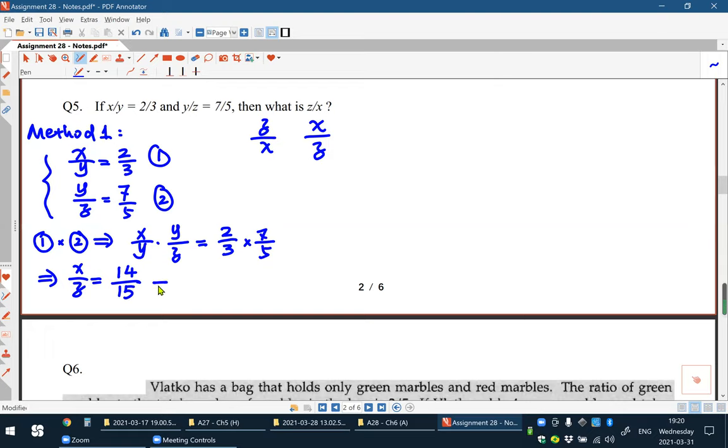So we don't want X over Z, we want Z over X. So of course, Z over X is the reciprocal of this number here, right? Okay, so Z over X is 15 over 14. Okay, any questions?